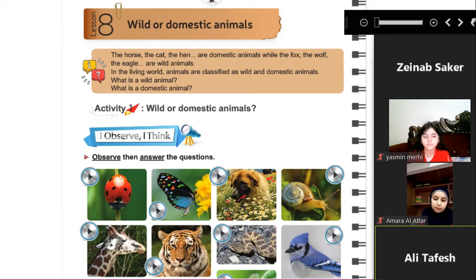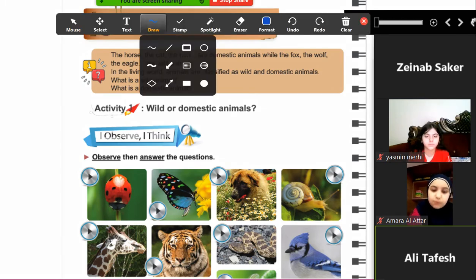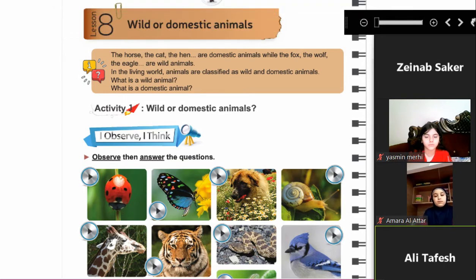This is a new theme, a new chapter about all types of animals, the animals' environment. But the first lesson in this theme is about wild or domestic animals. Wild or domestic animals.